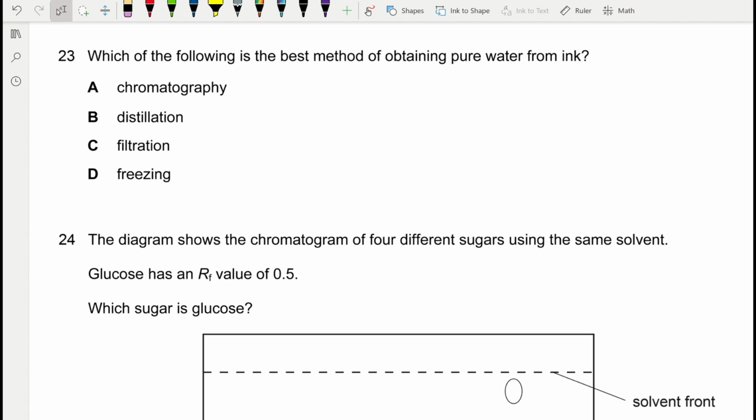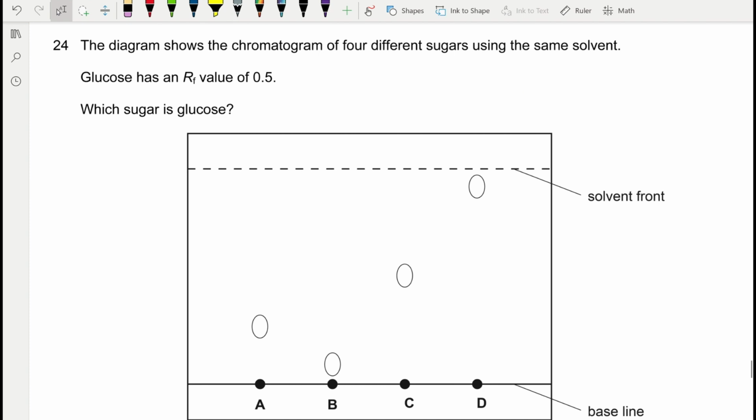Question 23. Which of the following is the best method of obtaining pure water from ink? Ink dissolves in pure water. So to separate the solvent from the solute, we have to do distillation. B is the answer.